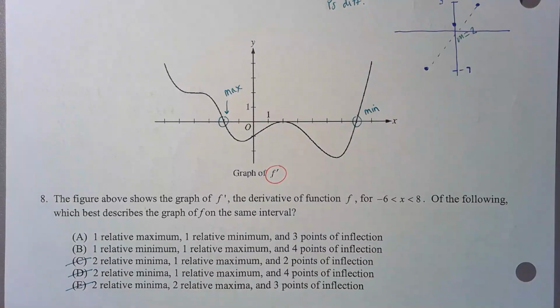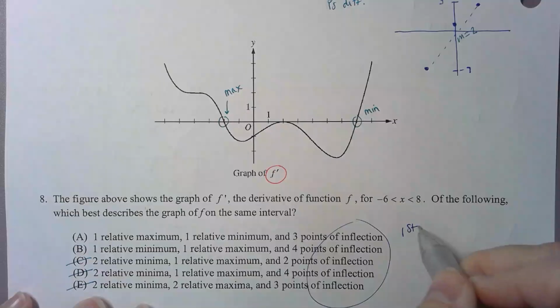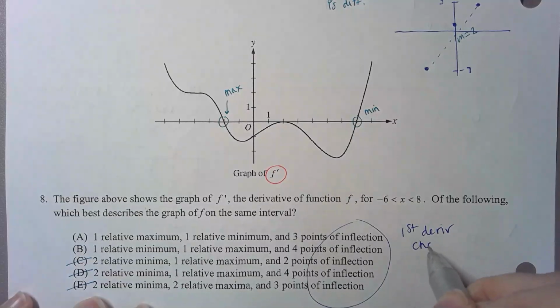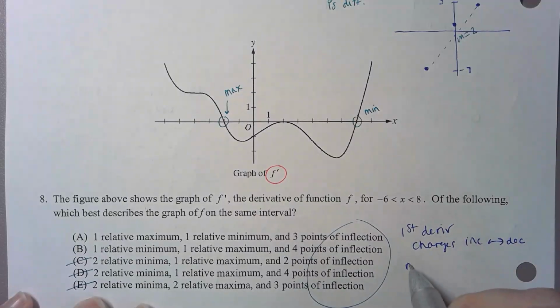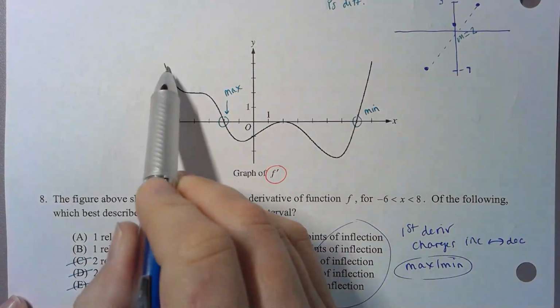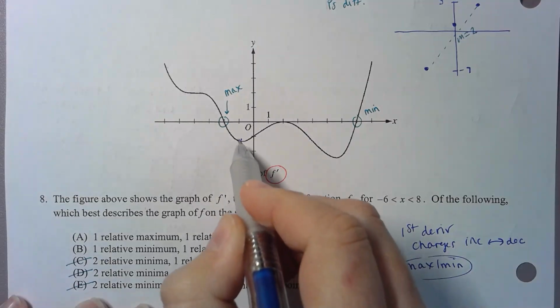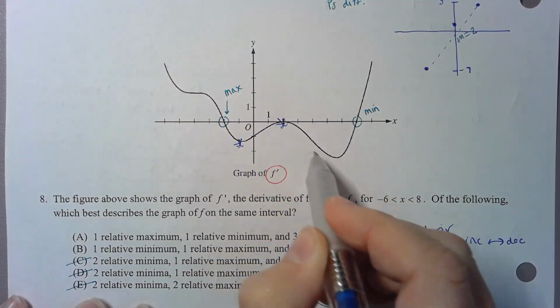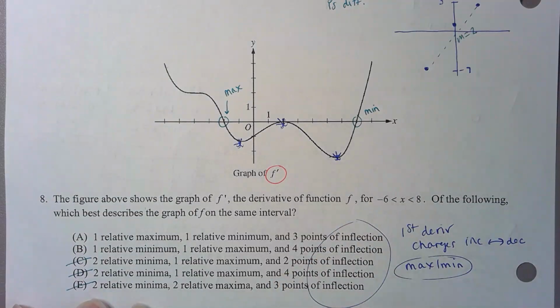All right. So it really comes down to points of inflection, and that relates back to question 6. Points of inflection are when the first derivative changes from increasing to decreasing, which means the first derivative has a turning point, a max or a min. So let's see, it turns around here, here, and here. So I think we're going to have 3 points of inflection.